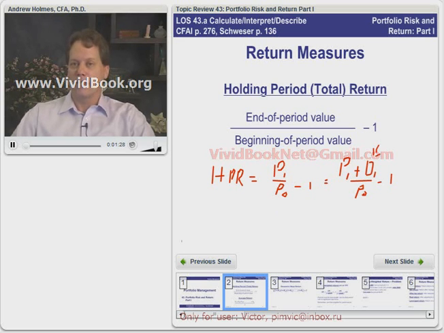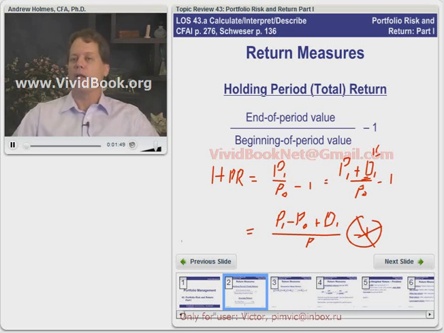So it's not that it's different. It's just that this is if we're allowing for interim cash flows. And then we could also see it as P1 minus P0, which is the capital gain, plus any cash flows that came, D for the cash flows, all divided by P0. Notice that we do not have to subtract 1 here. So all of these say the same thing.